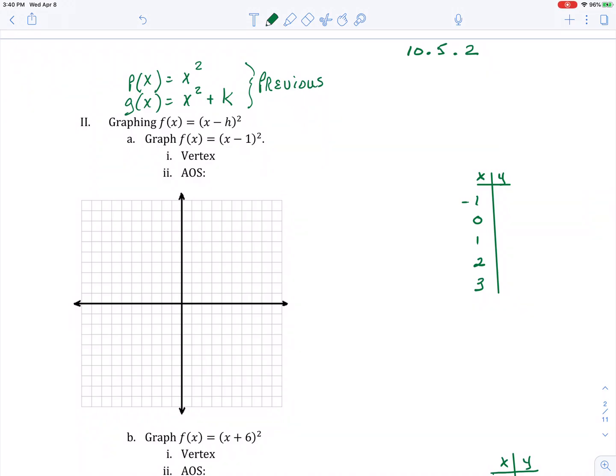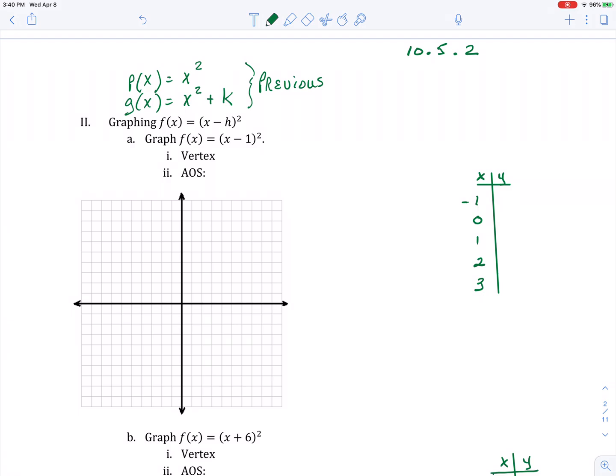I'm still in section 10.5 and we're still talking about graphing parabolas. So I'm going to call this 10.5.2 because this is the second video that I wanted to work through with you. We started out in the previous one looking at the parent, which was p of x equals x squared. We all know how that looked.